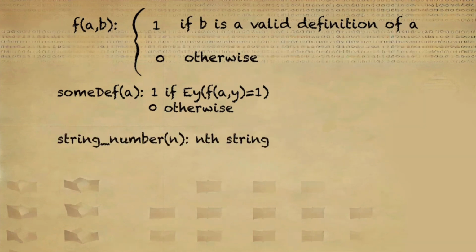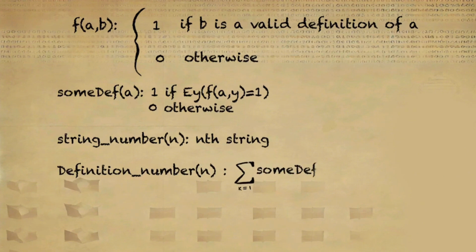Then, T define string number n to be the nth string if we order them. Then, T define definition number m to be the sum of sumDef of string number k over all k until m. This means that if you give definition number a string number, it tells you how many of the strings before it are definitions. So, if I give it 100 and it gives me 4, that means that if I take the first 100 strings, 4 of them are valid definitions for numbers, or valid T definitions.